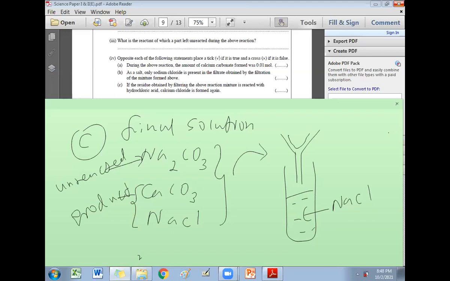Therefore, NaCl will come, and sodium carbonate also will come into the solution. Then what is left as the residue? This is called the filtrate. The filtrate contains these two: number one, sodium carbonate, number two, sodium chloride. This is called the residue.